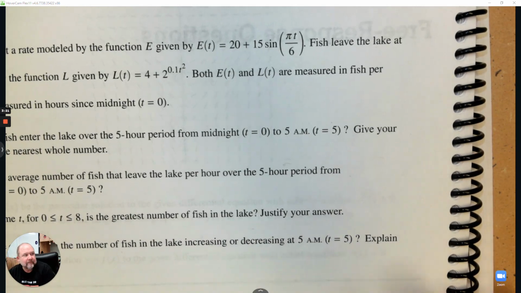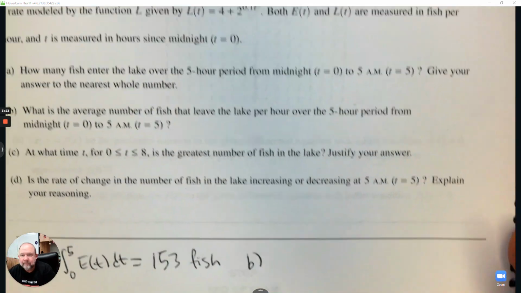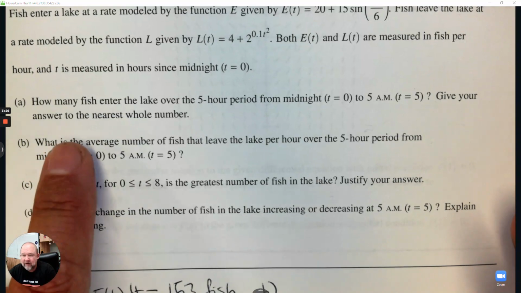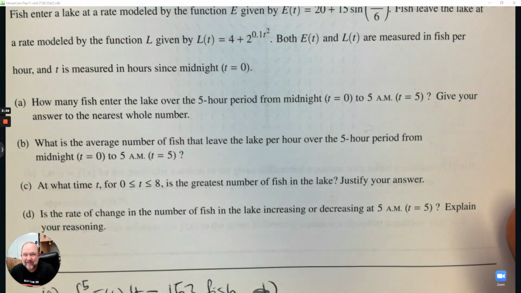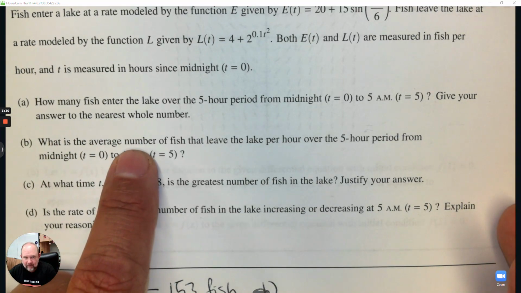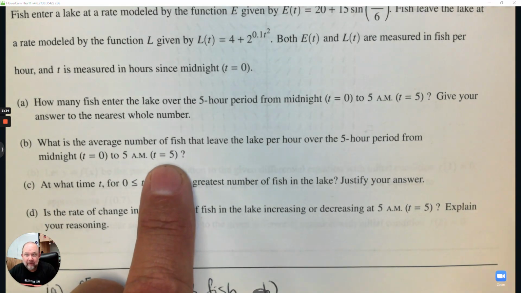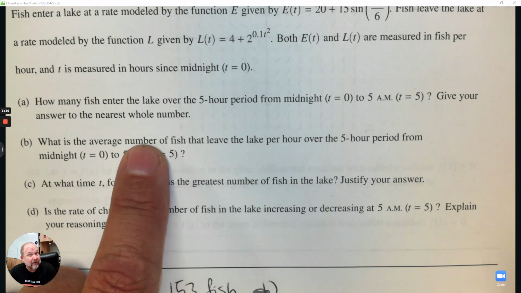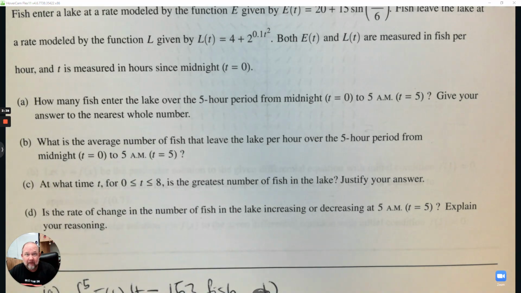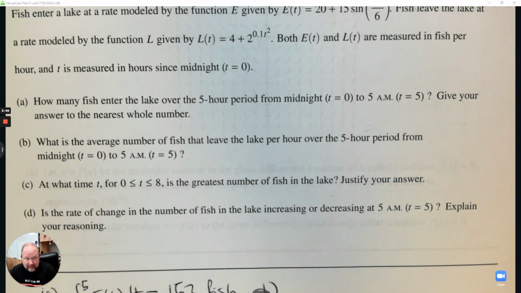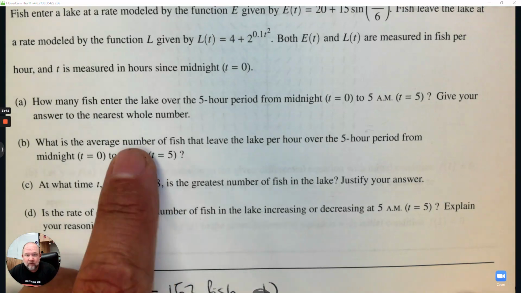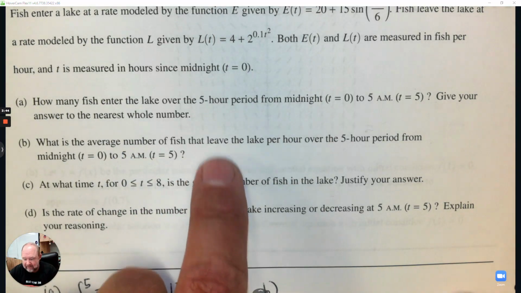Part B. I want you to try your best and then do it. What is the average number of fish that leave the lake per hour over 5 hours? A couple things. Average value, that's an integration question, but you don't just integrate, you have to divide by the difference of the bounds. Remember, which equation am I using? This is the one leaving the lake.